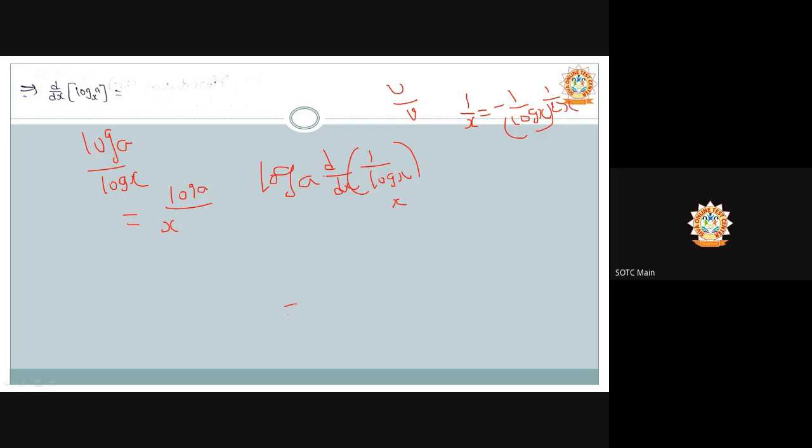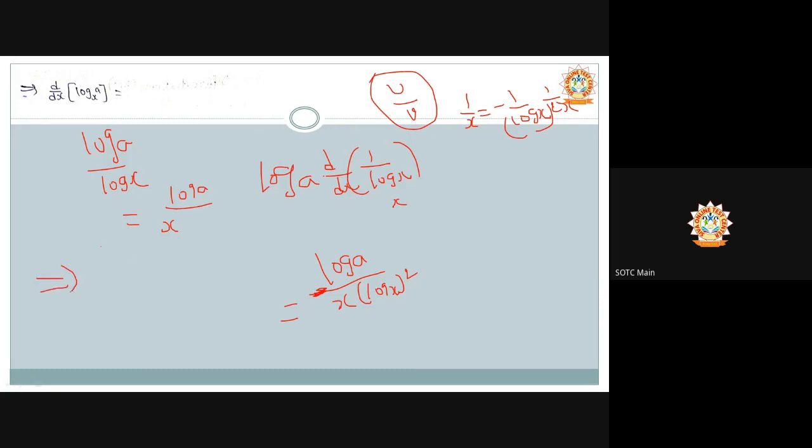So now your answer will become log a divided by x into log x whole square. There is a minus. Clear? Don't try to confuse. If you apply the u by v rule, you will also get the same answer.